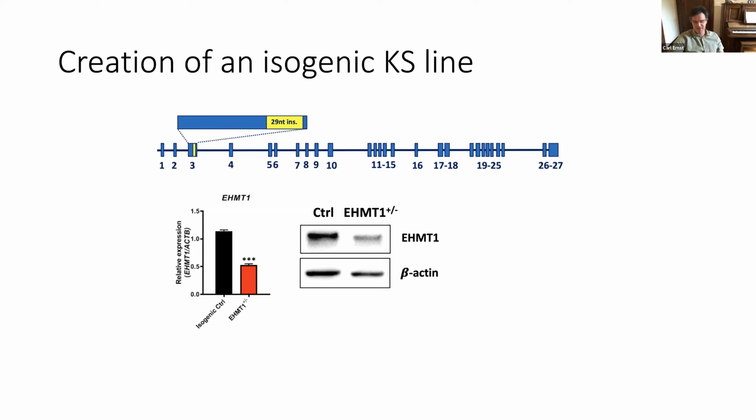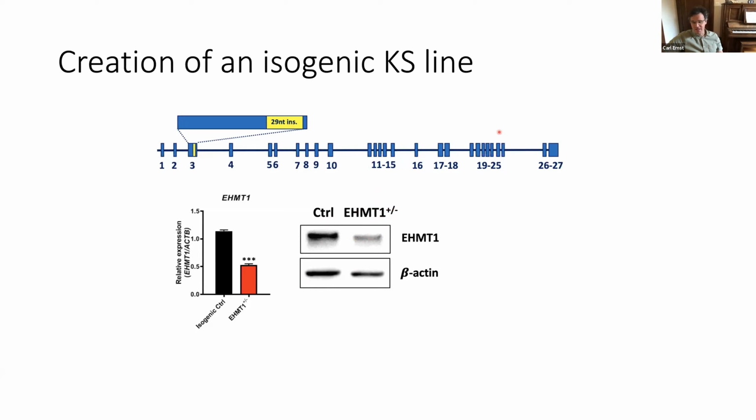And here's a good example here. This is the one that worked nicely, and you can see it worked nicely if you look in the middle of the screen here. You can see that we have created a Kleefstra-like model here. The control is the original cell line, and the EHMT1 level has dropped about what you would expect to see for Kleefstra syndrome. But how did we make this?